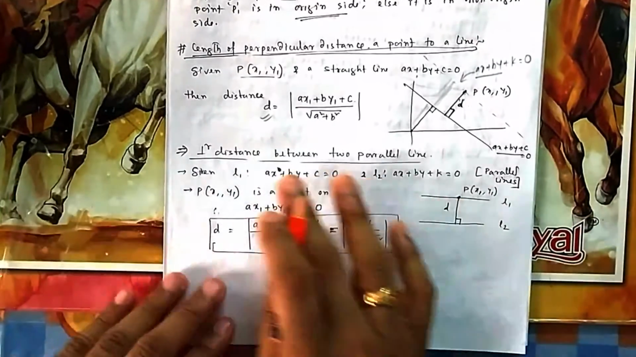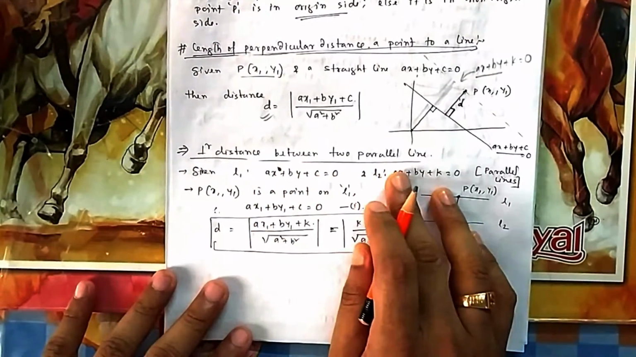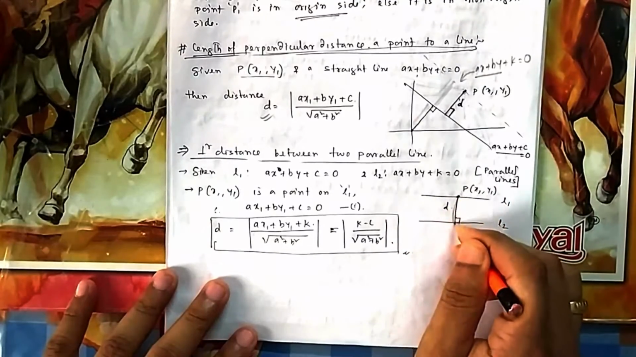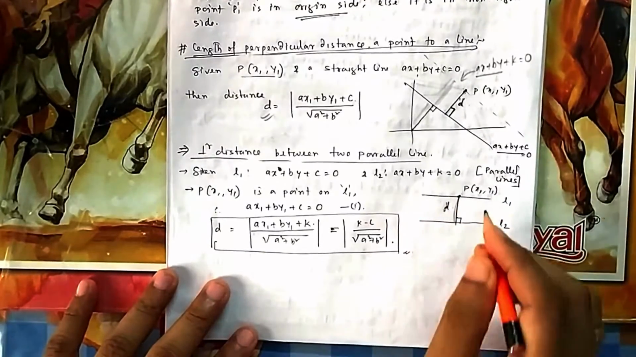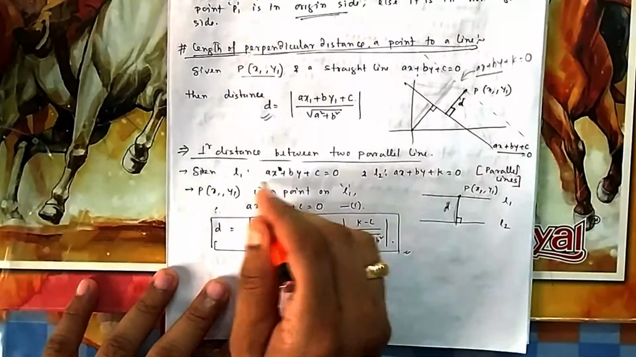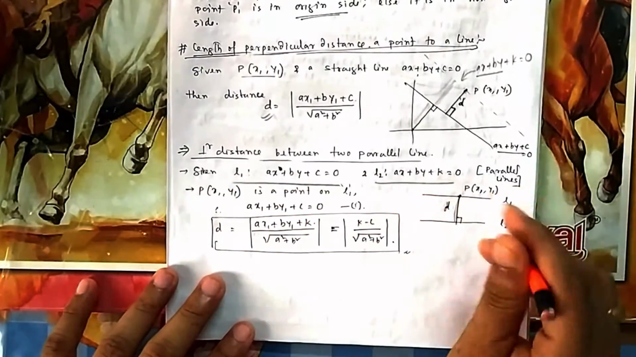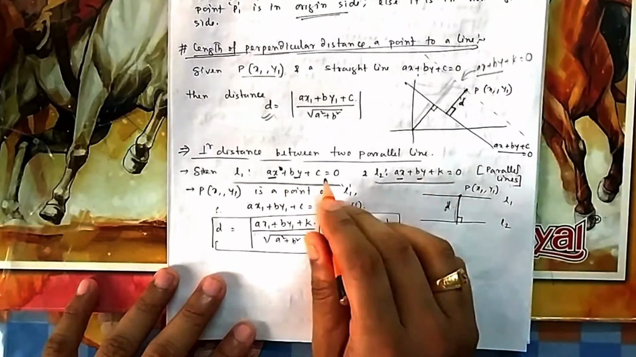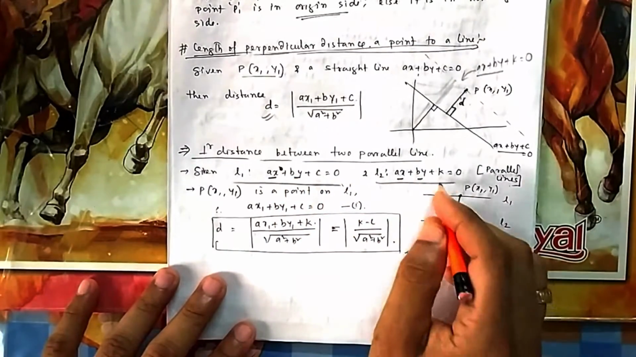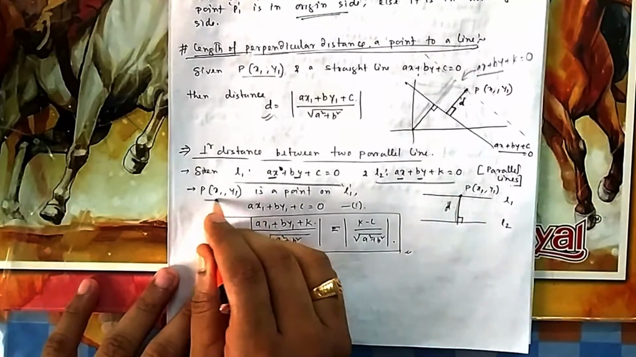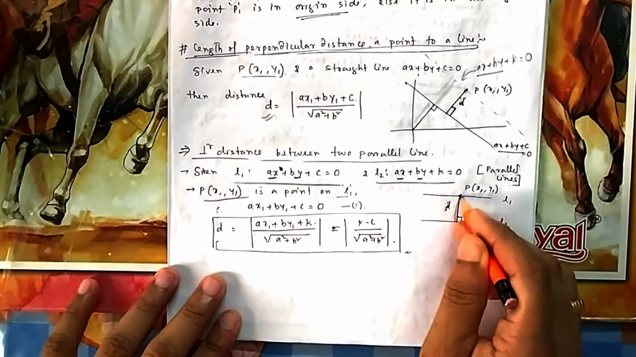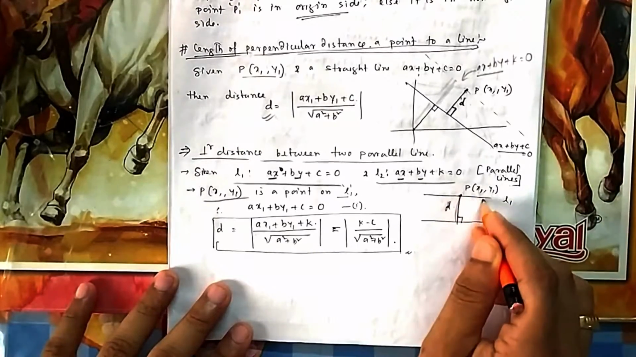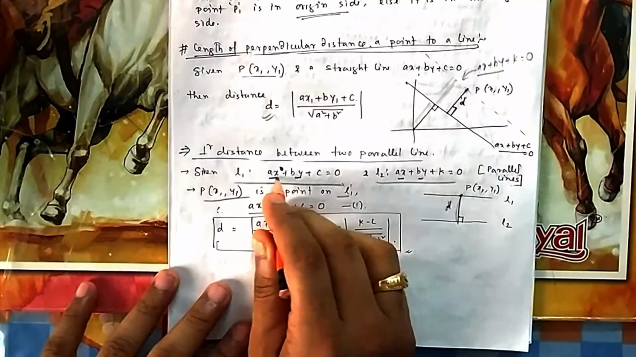Okay, now what is the perpendicular distance between two parallel lines? Suppose there are two parallel lines. So there will be a perpendicular distance between them. What is d? Suppose I have taken a point. So two lines are given to you, and both are parallel lines. That's why the coefficients of x and y are the same, you can see here. Only the constant is different. So let us take a point on the line L1. I have taken arbitrarily any point of this line.